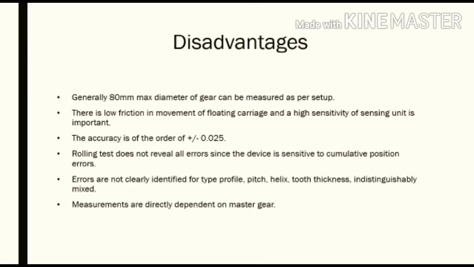Rolling test does not reveal all errors since the device is sensitive to cumulative position errors. Errors are not clearly identified for type, profile, pitch, helix, tooth thickness, etc. Measurements are directly dependent on the master gear. So if the master gear has any type of error, possibly there could be error in the testing gear.